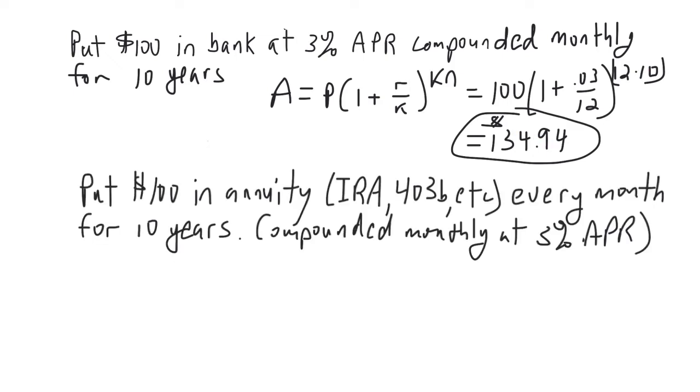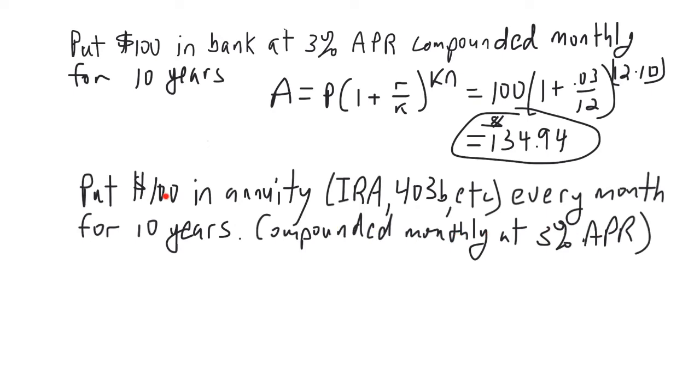All right, here's a variation of the problem. What if I don't just put $100 in the bank one time and walk away for 10 years, but I put $100 every single month into an annuity? Now, an annuity would just be something like an IRA account or a 403b account, something that I won't take out until after I've retired. So I just keep putting it in there every month, another $100 automatically, and I do this for 10 years. And it's compounded monthly at 3%.